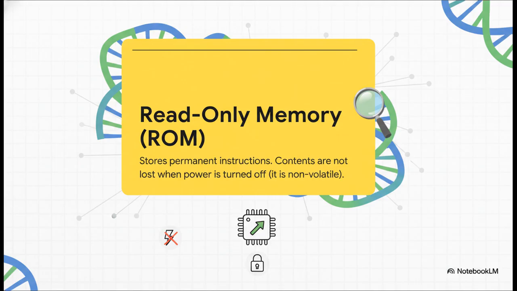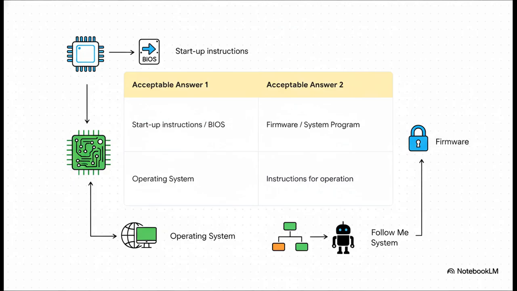It's kind of like the system's DNA. It's the permanent code that tells it what it is. And because it's permanent, we call it non-volatile. The info stays there even with the power off. And check this out. These are literally the answers the mark scheme is looking for. This is what gets you the points.